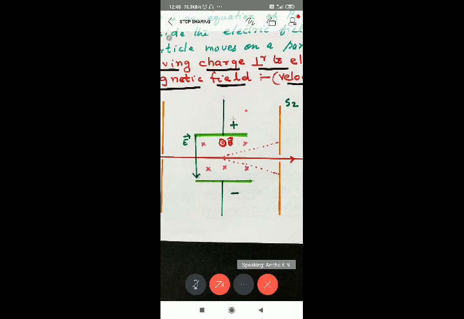Magnetic field, force upwards. Okay. What's the direction of magnetic field? You saw the into mark. Into mark represents what? Perpendicular, and is it outwards or inwards? That is the question. Outwards or inwards?